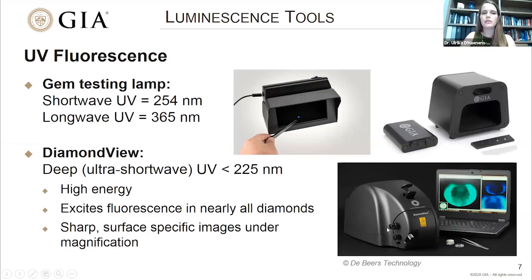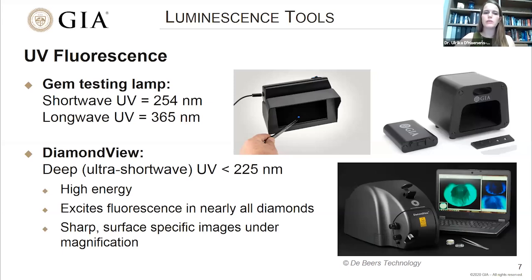So we have the standard gem testing lamp, which can emit shortwave UV, at a wavelength of 254 nanometers. And then you can also switch over to longwave UV, 365 nanometers. Just repeating that, the fluorescence reported in the GIA grading reports is under longwave UV. It's also possible to use even shorter wavelengths. So this deep or ultra shortwave UV has a wavelength that is less than 225 nanometers.